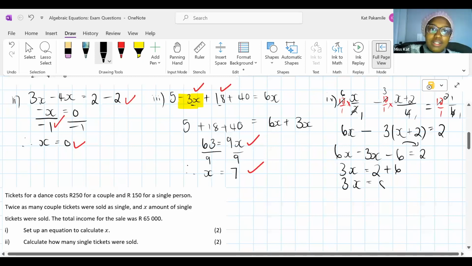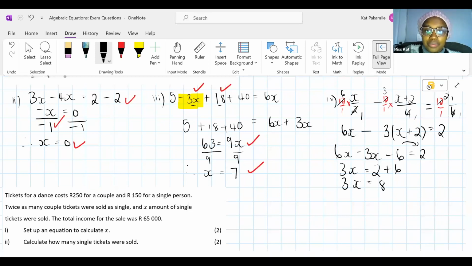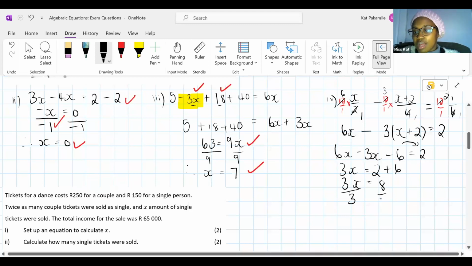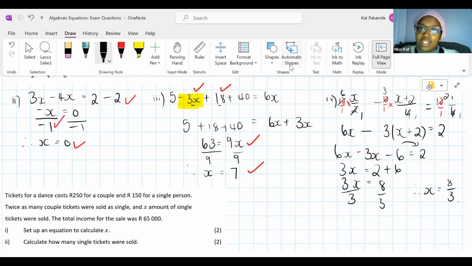Now what is here? What happens after I separate and add my like terms? Divide by how much? Yes, Chichi, by how much? Hi, guys. Why are Buntle and Chichi the only 2 people in the class? Come on now. Divide by 3, divide by 3. Therefore, x is 8 over 3. If they don't have a common factor, you don't have to simplify. You can leave it as 8 over 3.